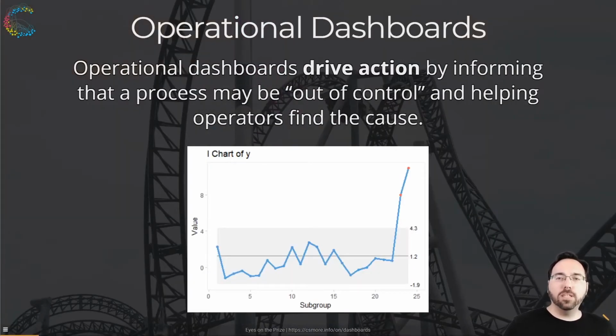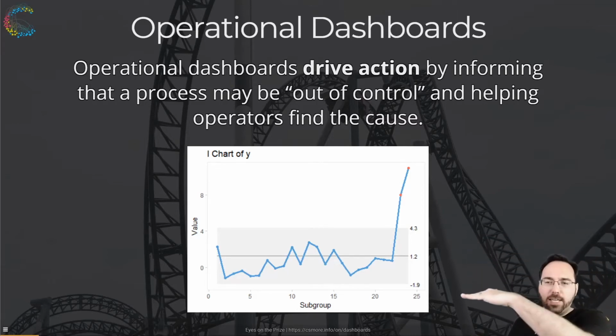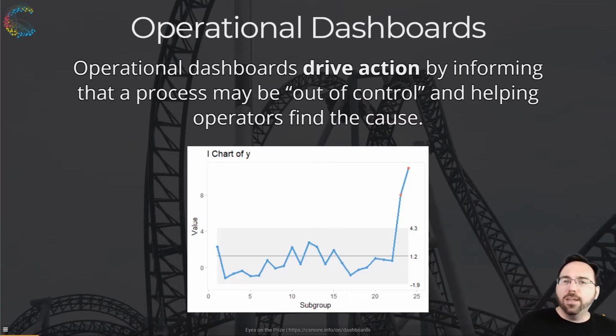Operational dashboards ultimately drive action. They will tell you whether a process is in control or out of control. If you can see on this chart, the gray may be a little bit tough, but up here is about 4.3, down here is about negative 1.9. And what we have is a control chart. If you are within that gray boundary, your process is in control. If you exit that gray boundary, the process is now out of control. And that's why we see some red dots up here. If you see these red dots, that's an indicator something has gone wrong. Now we have to figure out what's happened and how we can fix it.